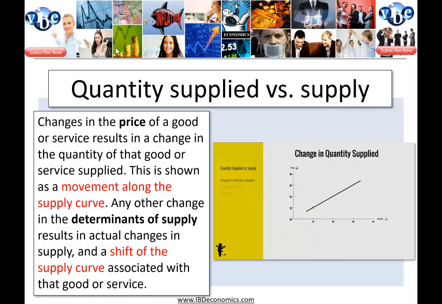In the supply curve, when price increases from $2 to $4, quantity increases from 10 to 20. From $4 to $6, quantity increases from 20 to 30. The dot just moves along this curve. In econ speak, this movement is called change in quantity supplied. When price changes, we say there's a change in quantity supplied.